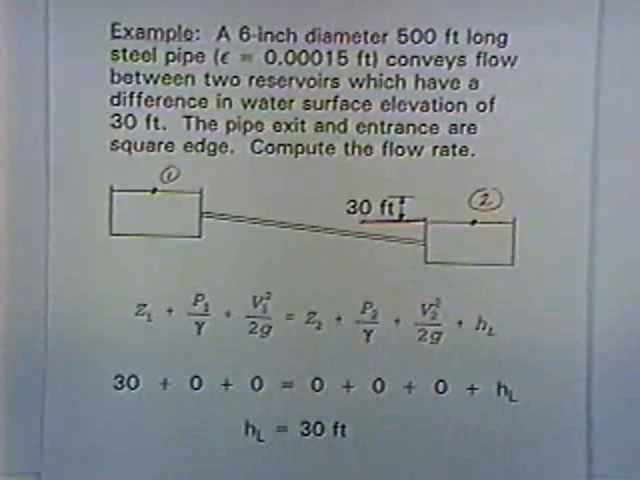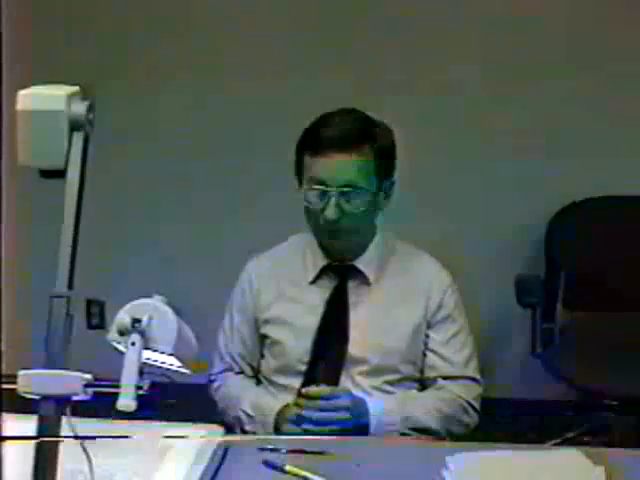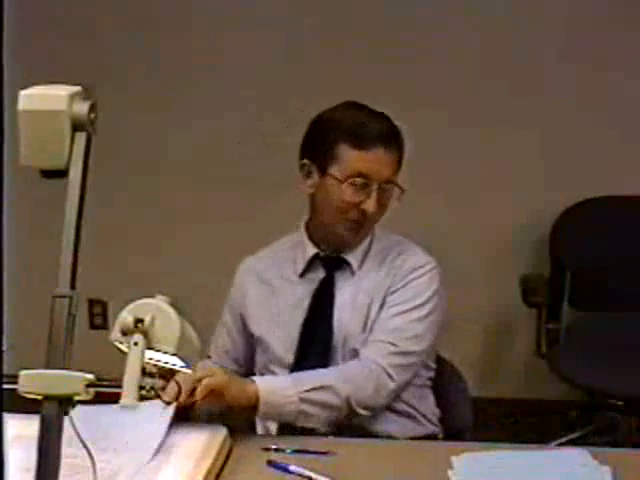P2 over gamma, pressure head is also 0, it's atmospheric pressure. Velocity is 0, and so the only thing left is head loss. So what we just said is anytime you're dealing with the classic problem of a pipe connecting two reservoirs, the head loss is just the difference in the water surface elevations between the two reservoirs. So the head loss is 30 feet, and we'll use that information, take it forward.